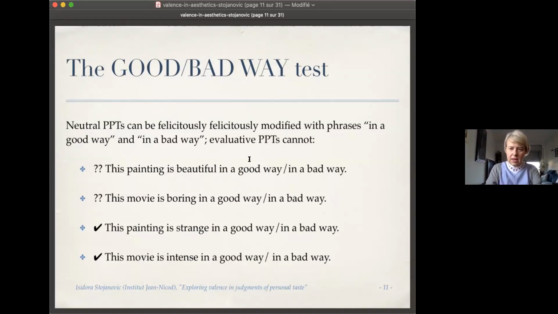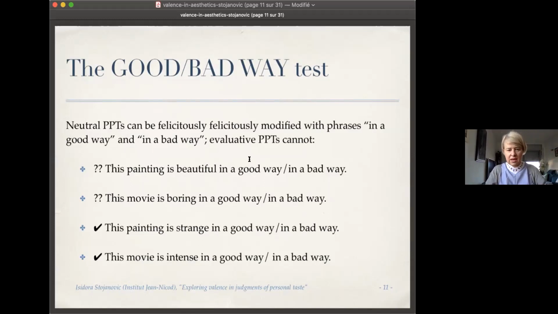So again, this can be illustrated by looking at the contrast. This painting is beautiful in a good way sounds weird. Why does it sound weird? Because beautiful in itself is good. So being beautiful in a good way is redundant. This painting is beautiful in a bad way. There are contexts where this can of course be uttered, but just out of the blue, again, it sounds weird.